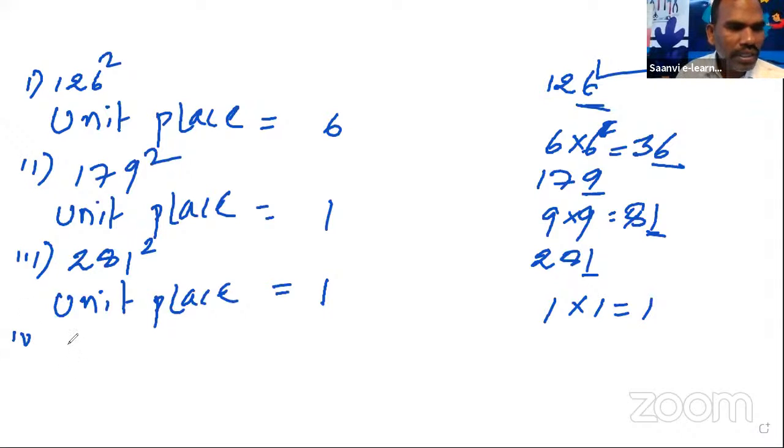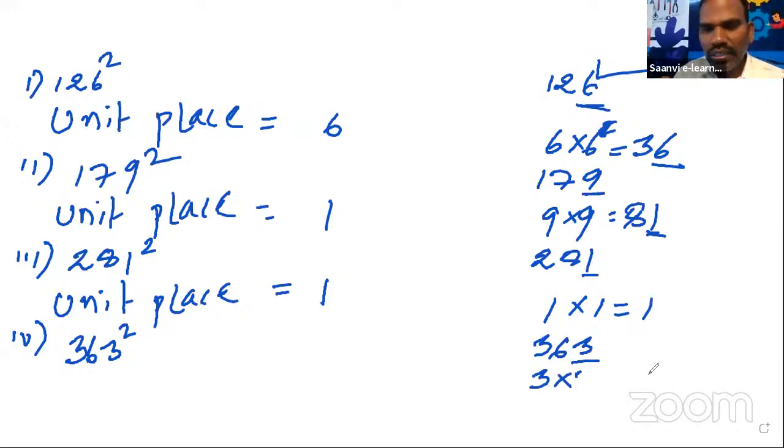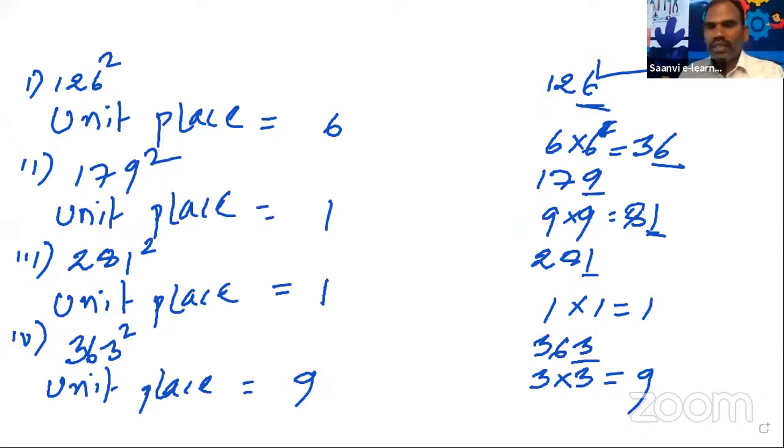Next, fourth one, 363 square. What is 363? The unit place is 3. So its square's unit place is what? 3 threes are 9. So the unit place is 9. Check once, see once again.